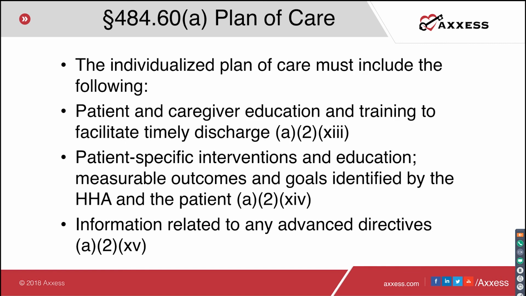And then the plan of care also has to have information related to any advanced directives on the plan of care. We are pretty much accustomed to putting DNR orders on the plan of care, but now we're going to see any advanced directives flow over to your plan of care as well.